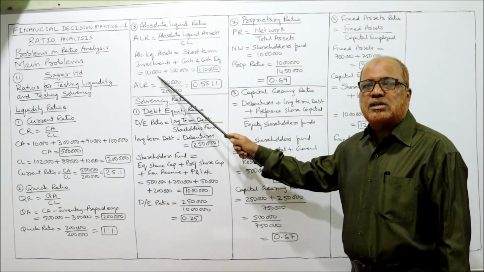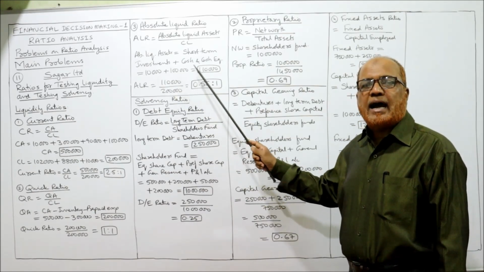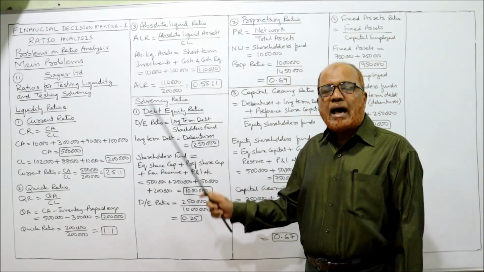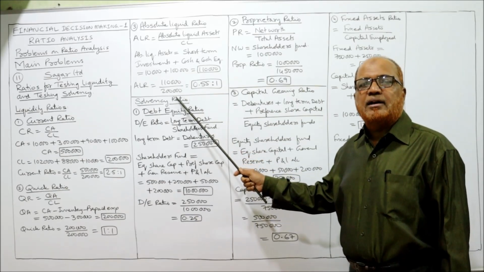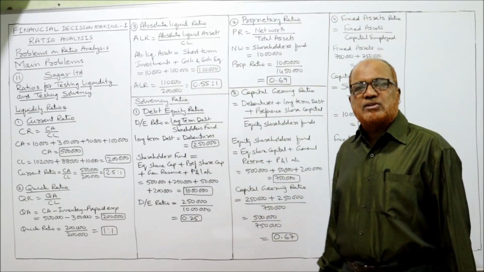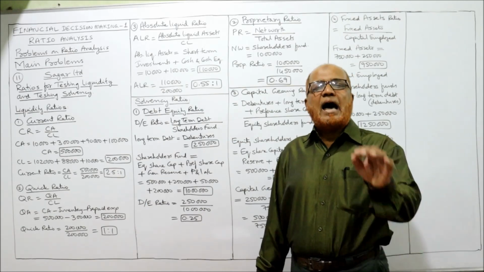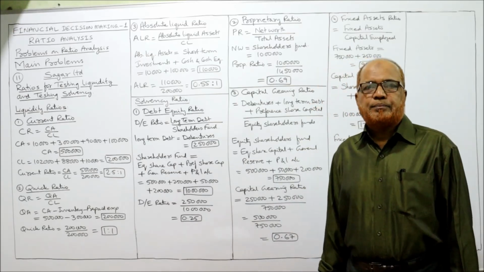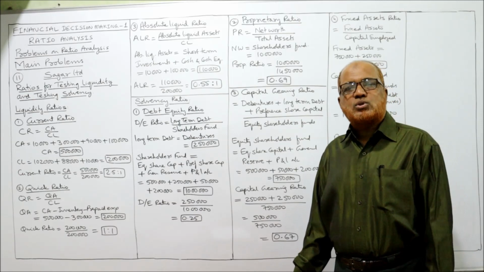In our problem, 10,000 is short-term investment and 1 lakh rupees is the cash and cash equivalents. Add up, 1 lakh 10,000, absolute liquid assets. The formula, absolute liquid ratio: 1 lakh 10,000 divided by current liability 2 lakh. It comes to 0.55 is to 1. According to financial analysts, the absolute liquid ratio standard should be 0.5 is to 1. But here we are having 0.55 is to 1.